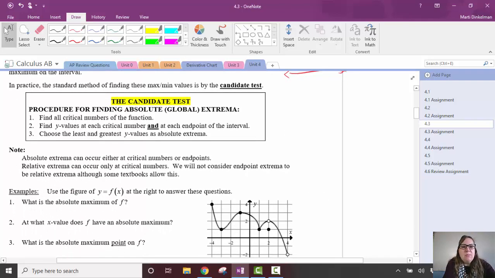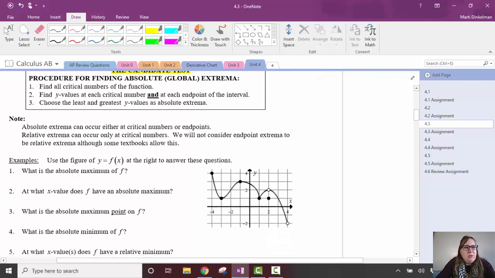Okay, so for this particular assignment, they're going to be asking us to find the max and min on a closed interval. So these are the steps for finding the absolute max and the absolute min. We're going to find all the critical numbers. So again, remember from a moment ago, critical numbers are where the derivative is 0 or undefined. And then we're going to find the y values at each of those critical numbers and also the endpoints. We'll look at some pictures about why we have to check both. Out of that, we just choose the least and the greatest y values for our absolute min and our absolute max.